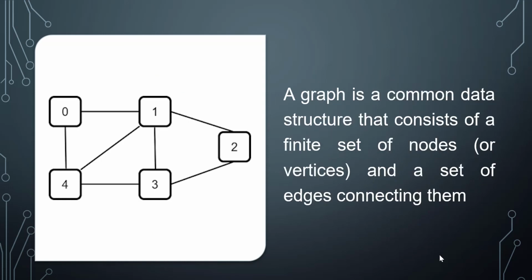Finally, we have the graph. A graph is a common data structure that consists of a finite set of nodes or vertices and a set of edges connecting them. So this is all for this video.